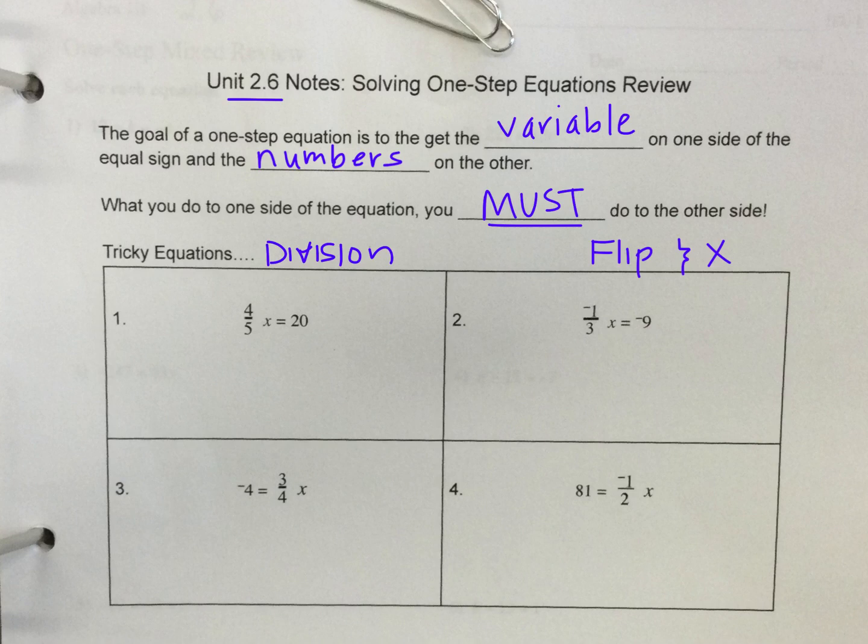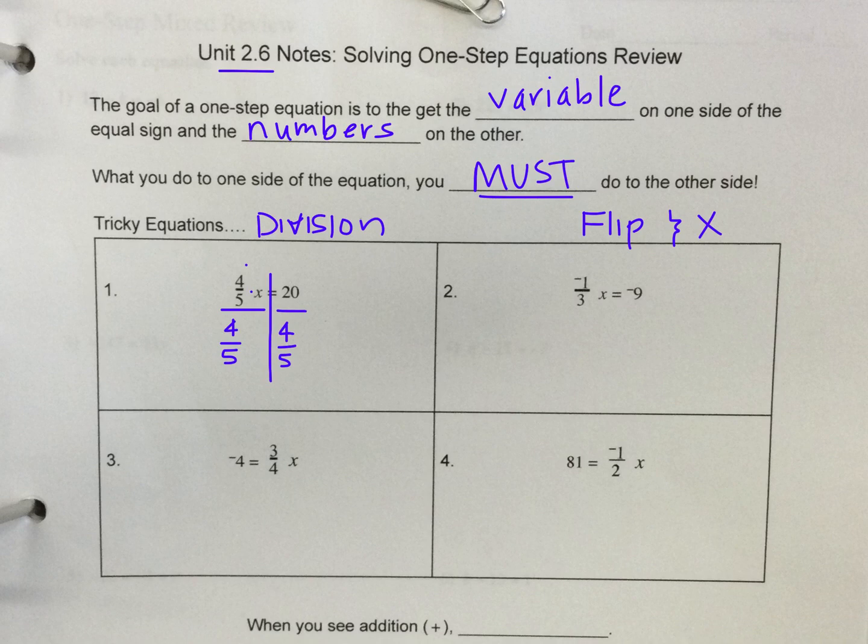When I look at number 1, I see nothing between the 4/5 and the x. That's just a fraction, so I know they're being multiplied. So to get the x alone, I'm just going to divide by 4/5. That goes away. Oops. I'm left with an x. If I type into my calculator 20 divided by 4/5, I get 25.